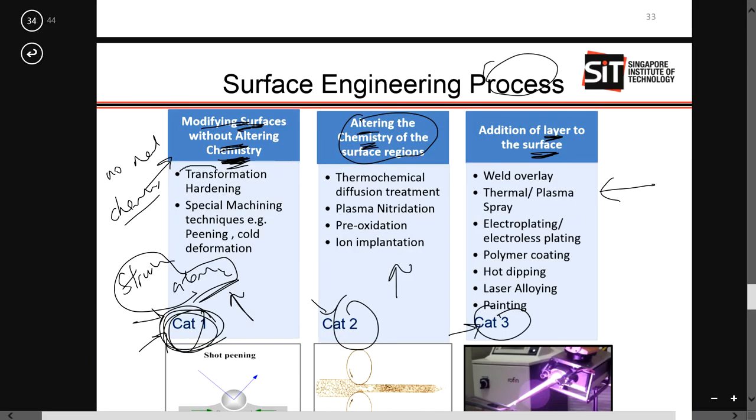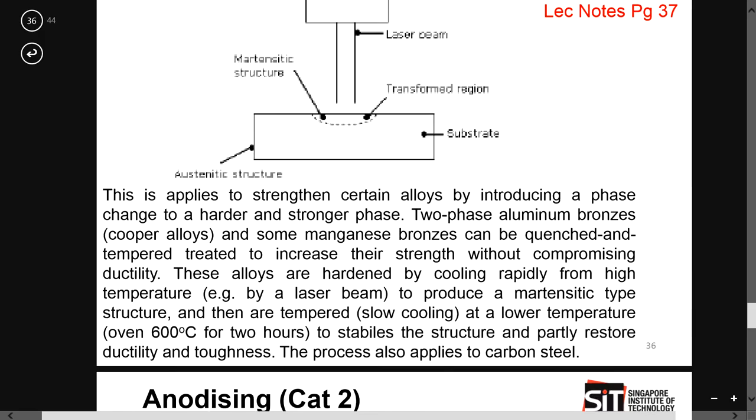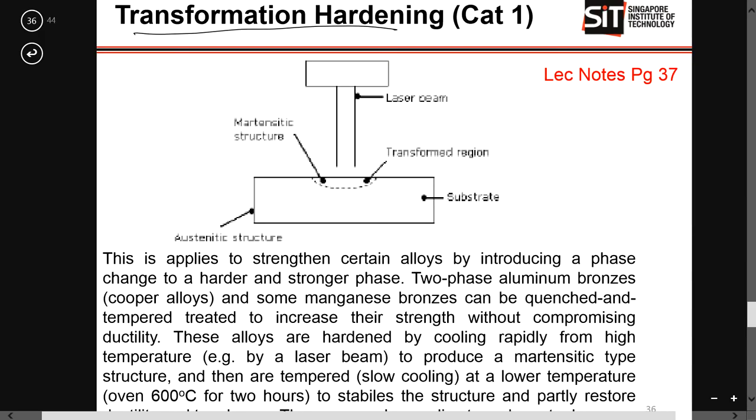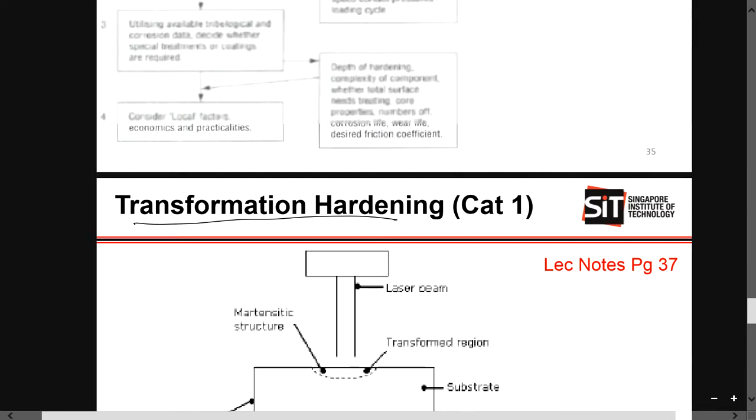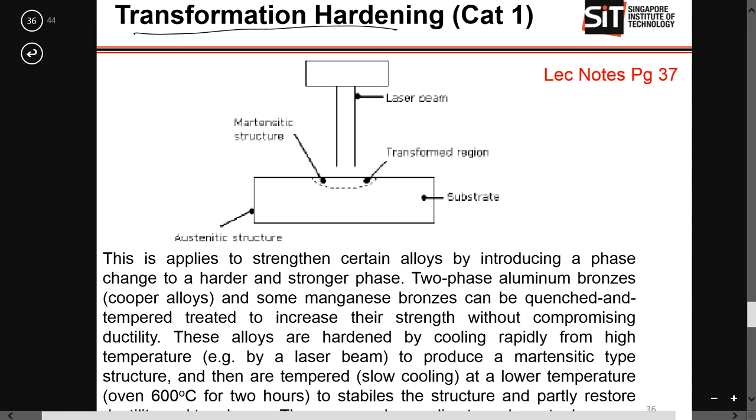So there are two types: transformation hardening, and special machining like peening and cold deformations. As you can see, shot peening is hitting the surface to change the phase of the surface also. So at least you get to know the meaning. Unless there is a question that asks you to explain transformation hardening or one of the processes of category 1, then you need to explain it in detail. So let's take a look at this information.